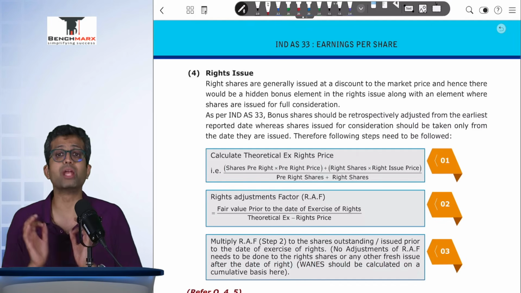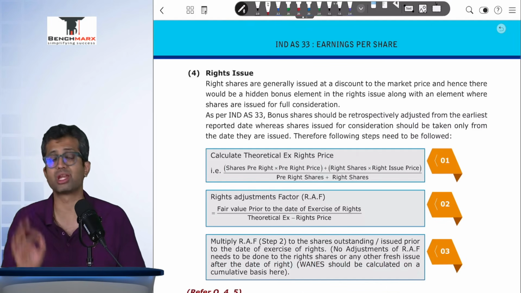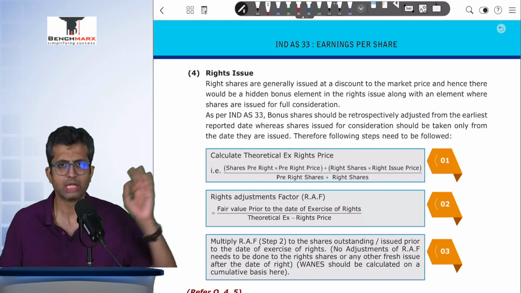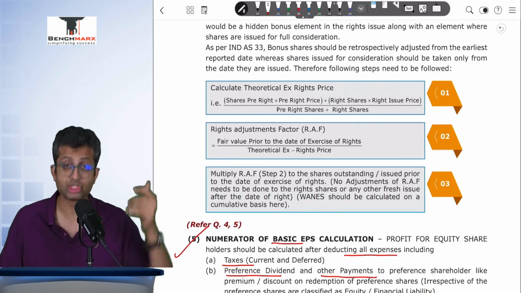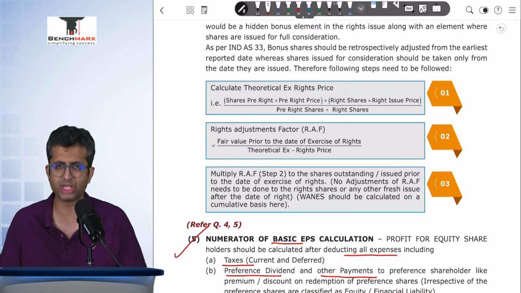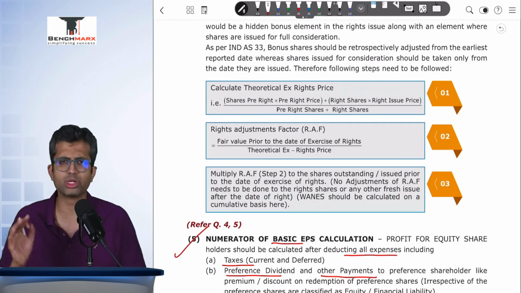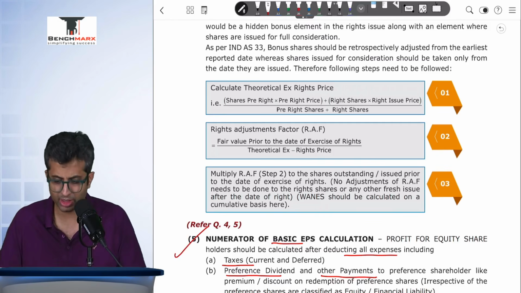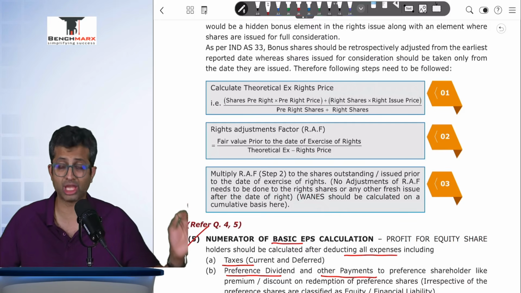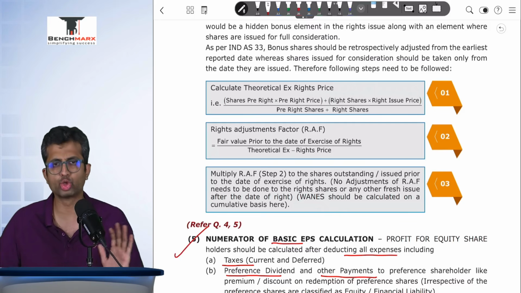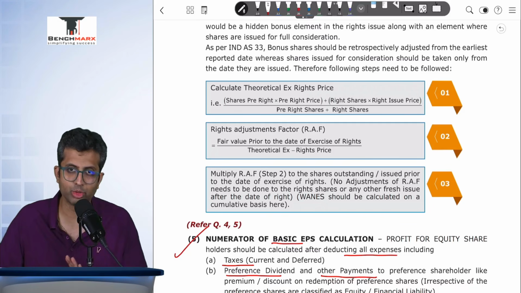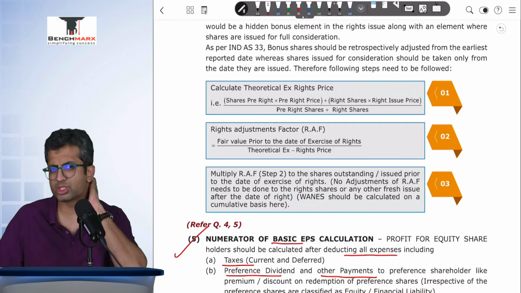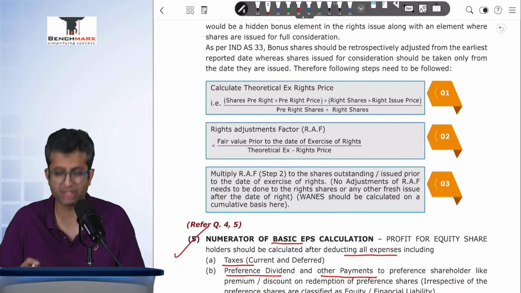So what do you do? Well, I will have to find the hidden bonus ratio, for which the standard specifies 3 clear steps. The standard says in step number 1, you calculate something called the theoretical ex-rights price. This is nothing but the post-rights price. How do you calculate it? Well, you calculate it as a weighted average price. Like we say, what is the value of a share prior to the rights, and after the rights, theoretically what should be the value of the share. We will try to understand this with an example so that you get a better understanding of each of these steps.